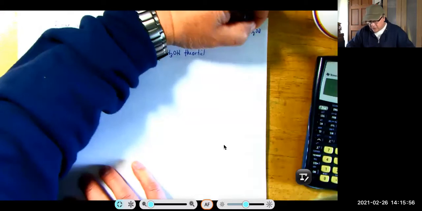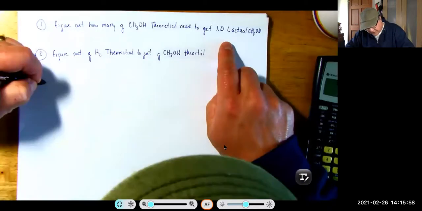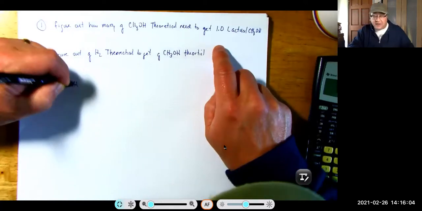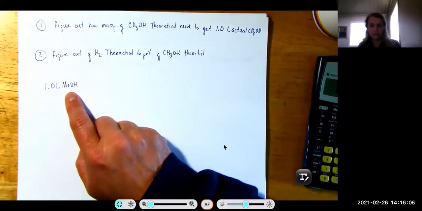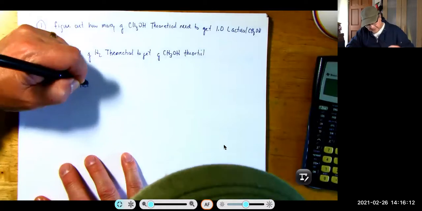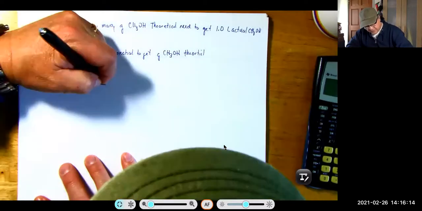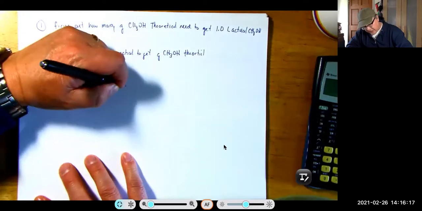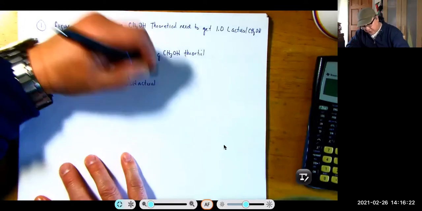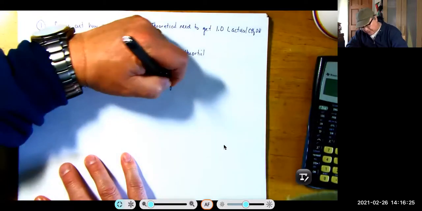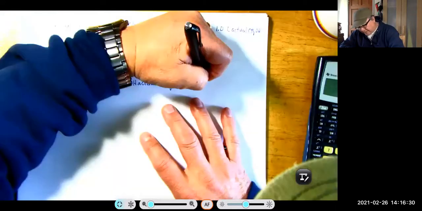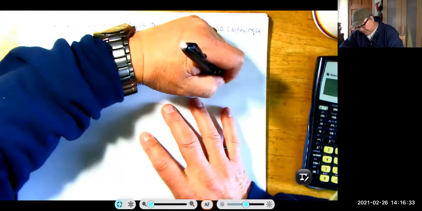So here, if we want 1.0 liters, and I'm going to do this. This is an abbreviation for methanol, MEOH. Okay. If I want 1 liter of methanol actual, I'm going to convert that into milliliters of methanol actual. I'm going to convert that into grams of methanol actual. And then I'm going to convert that into grams of methanol theoretical.